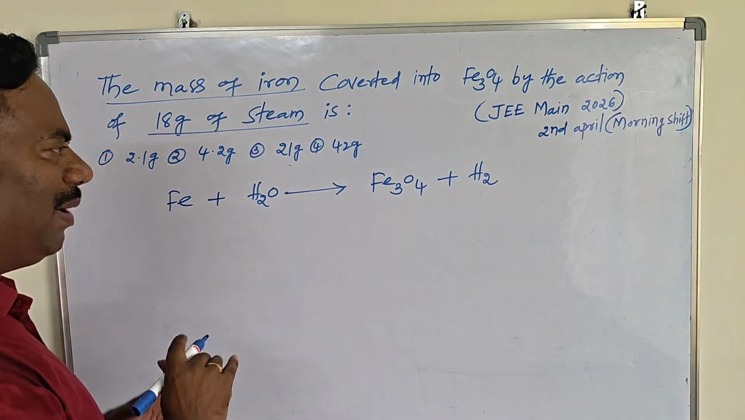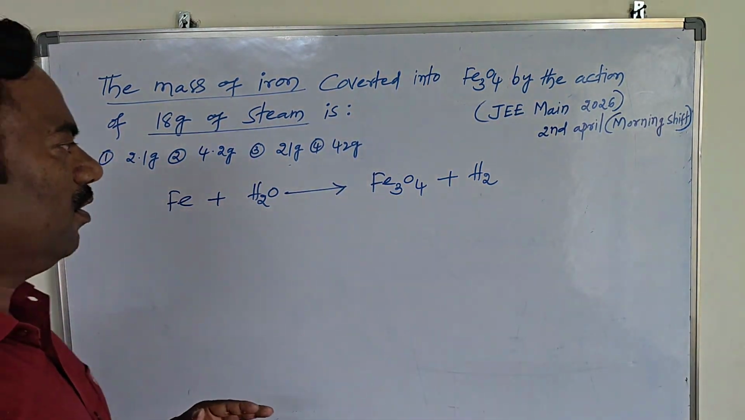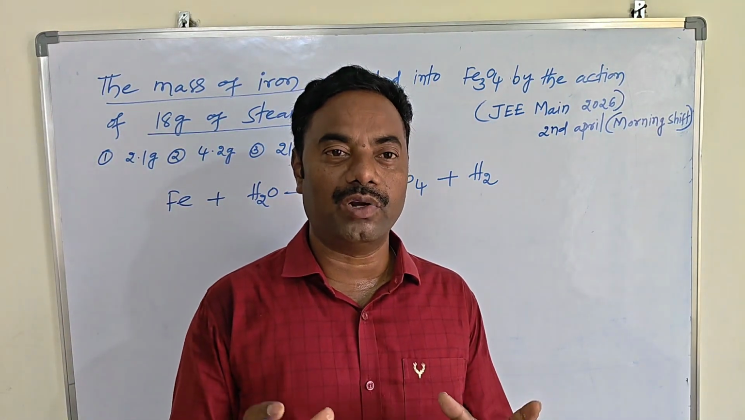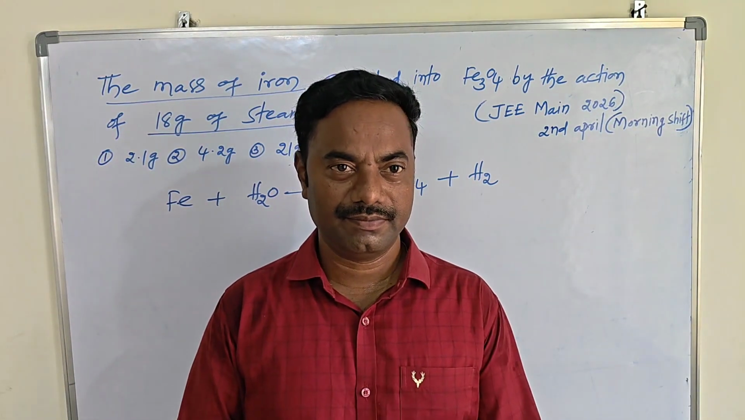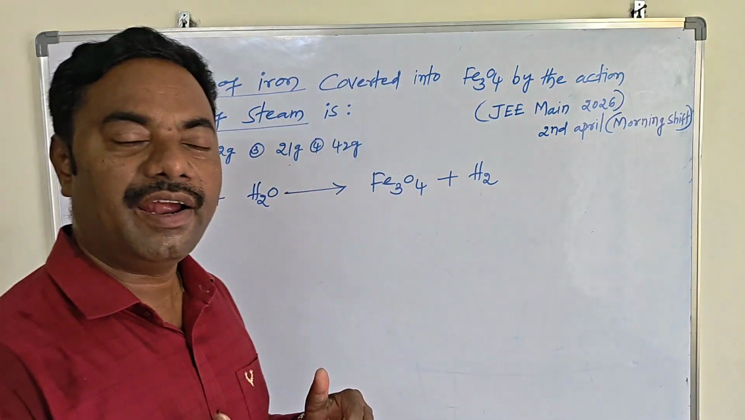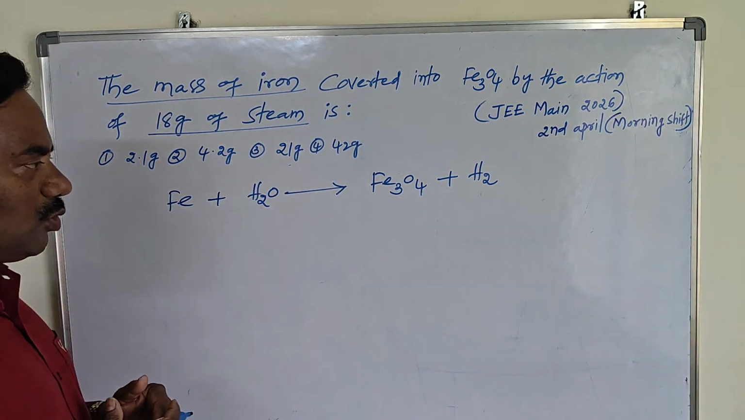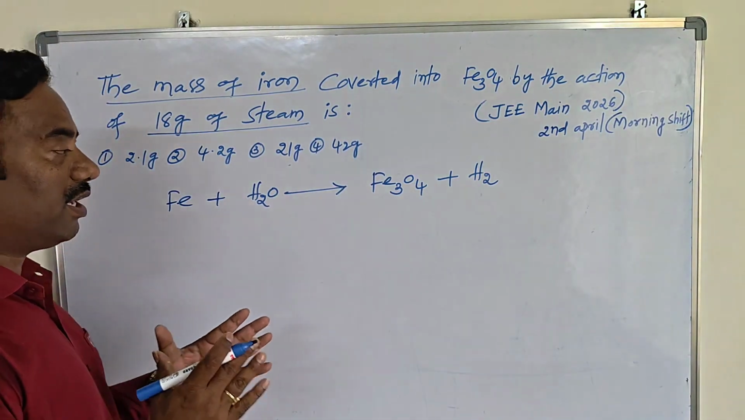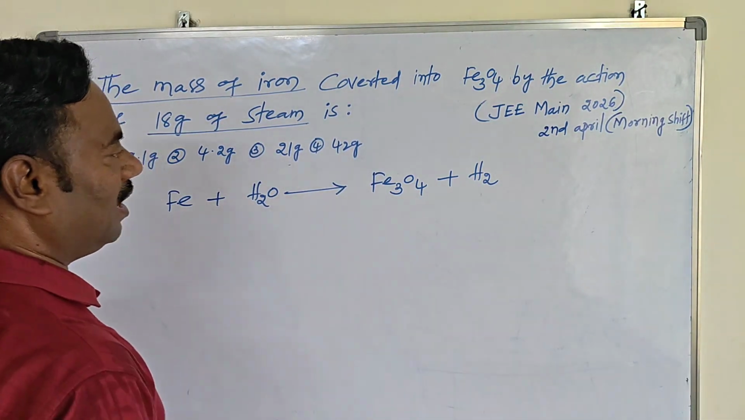After writing the unbalanced chemical equation, we compulsorily need to balance it according to the law of conservation of mass. That means mass is neither created nor destroyed. So that we can solve the problem, we need to write the balanced chemical equation.